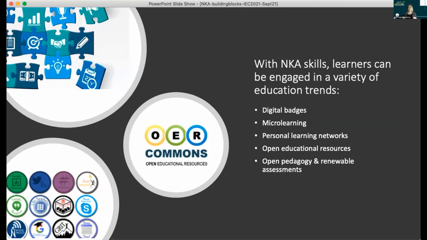When we have these skills, we're really ready to engage in all sorts of current educational trends. Microlearning is hugely dependent on people being able to effectively engage online. Open pedagogy and renewable assessments, that's having our learners themselves go out and contribute to this economy of knowledge objects that are out there in the world.